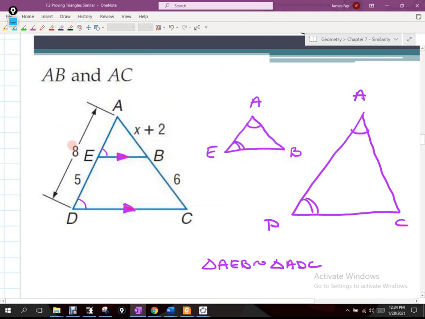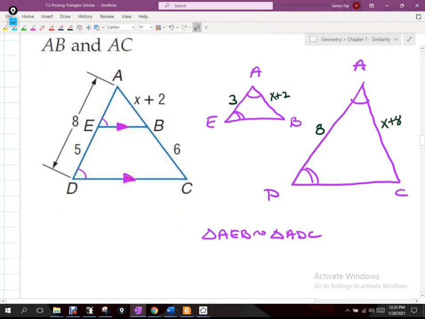I think it's easy to see that that distance AD is 8, right? What's AE? AE is 3. That's a segment for some reason. In my past experience, people miss that quite a bit. Okay? What's AB? X plus 2. What's A to C? X plus 2 plus 6, which would be X plus 8.